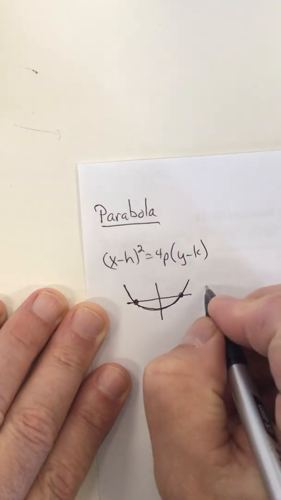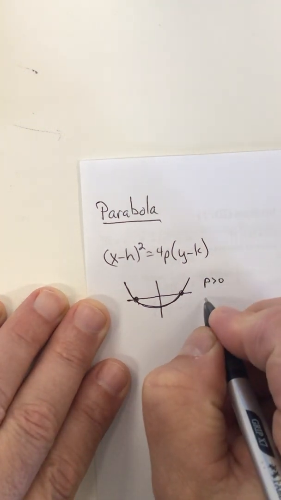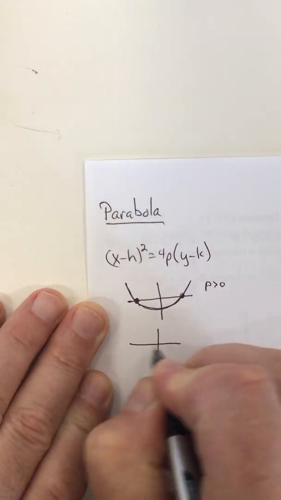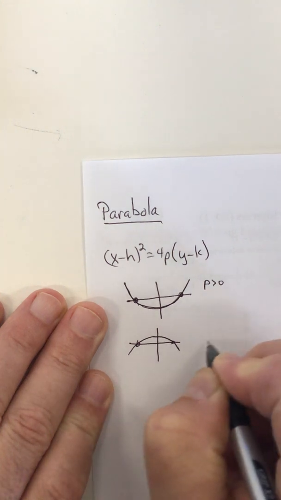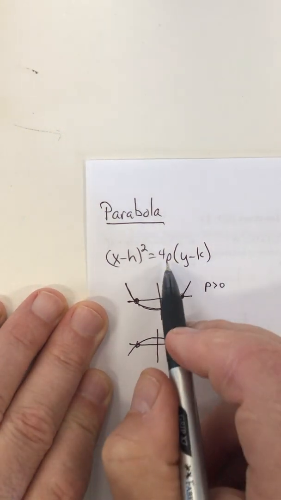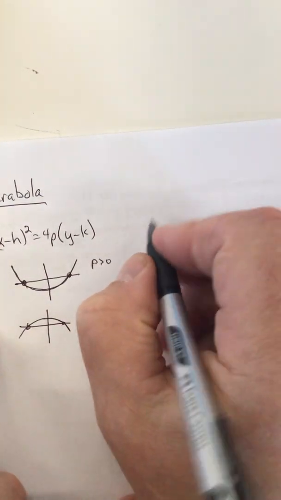Now, that's when the p is positive. It will go up. If p happens to be negative, it will still cross the x-axis twice, but it will go down. That's when p is negative. So it has to do with this number right there. Okay, but they could also look like this.